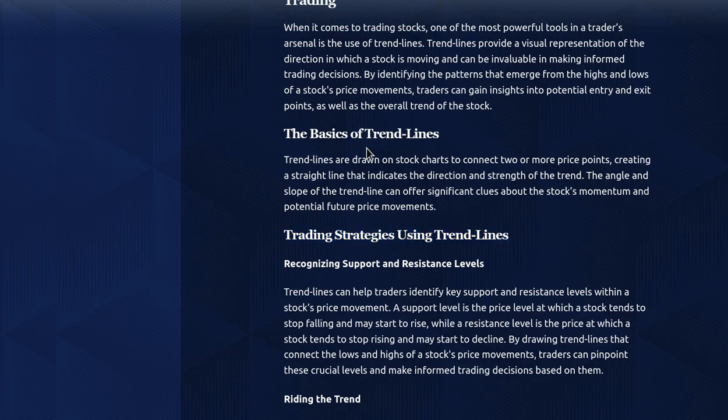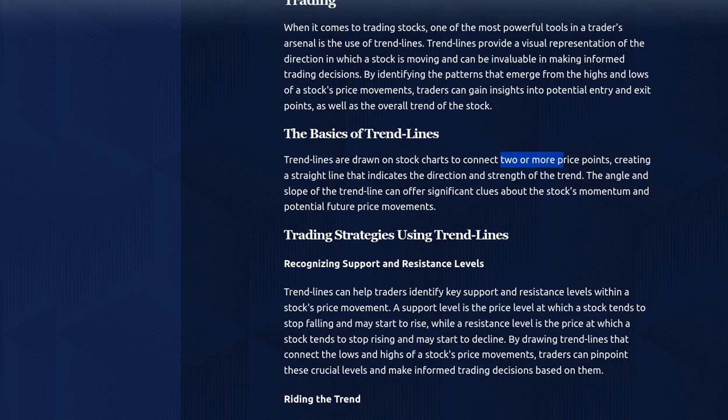What are trend lines? Trend lines are drawn in stock charts to connect two or more price points, creating a straight line that indicates the direction and strength of the trend. The angle and slope of the trend line can offer significant clues about the stock's momentum and potential future price movements. So bear with me here, two or more price points.